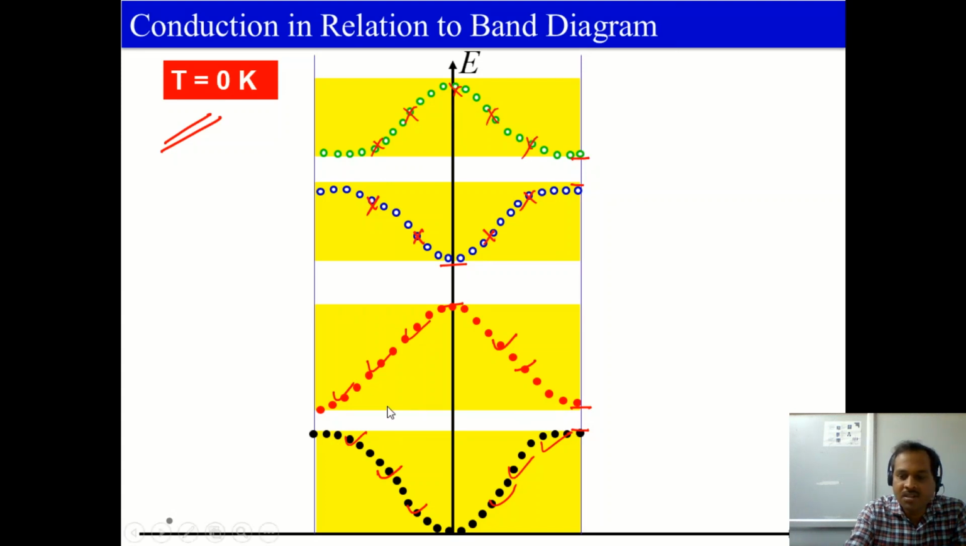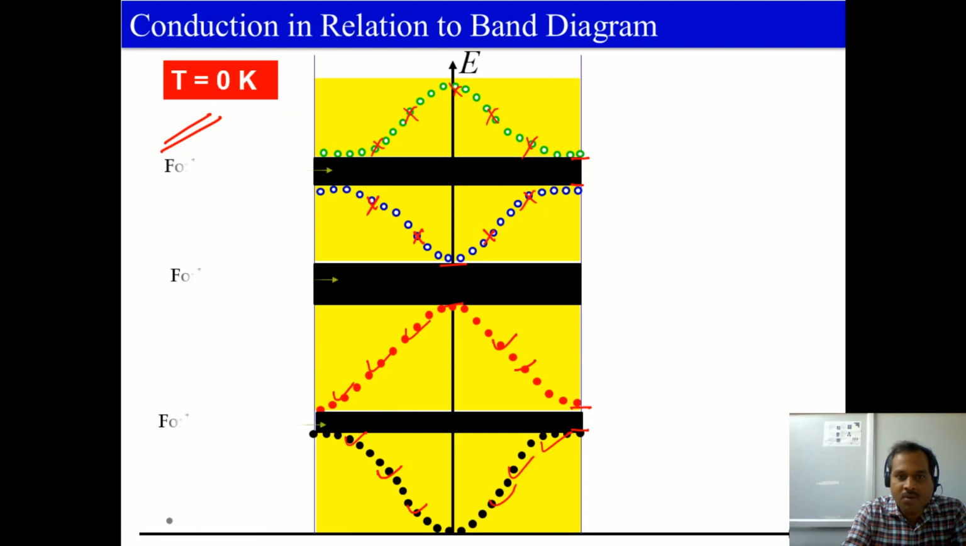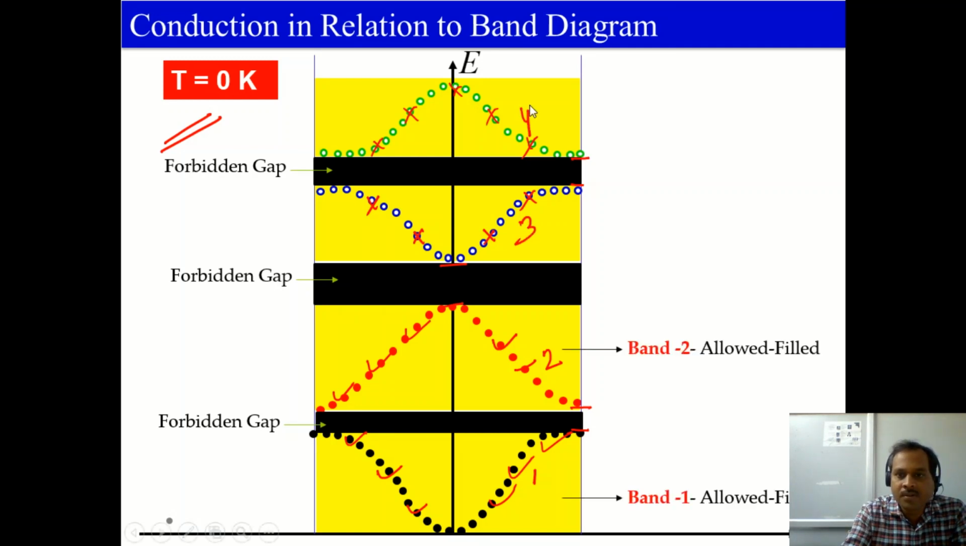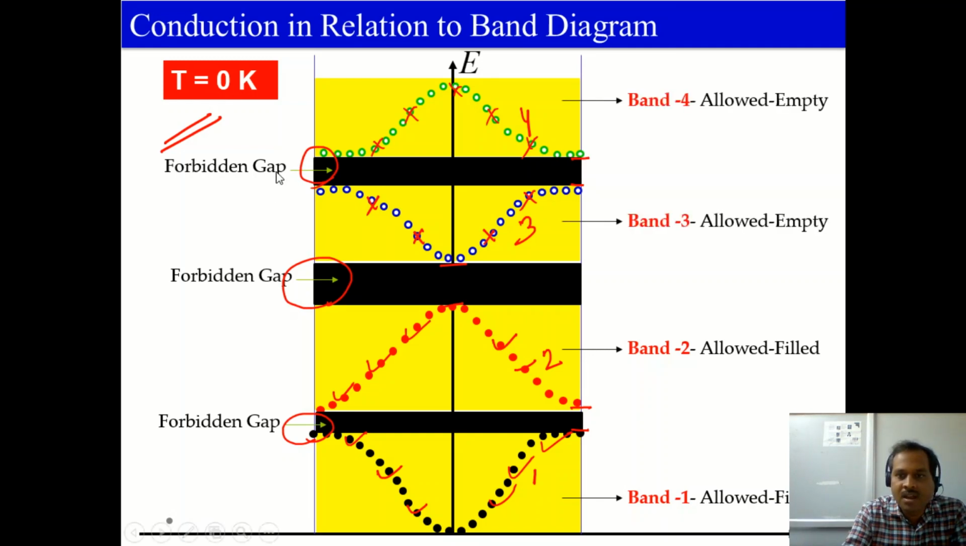Let us name these bands as band 1, band 2, band 3, band 4, like this. Band 1 and 2 are filled bands and they are allowed bands, and between them we are having the forbidden region. This is again the forbidden region, this is again the forbidden region. Band 3 and band 4 are allowed bands, but they are not occupied by any charge carriers. You can see here the states are available, they are the allowed states, but they are not filled with the electrons.